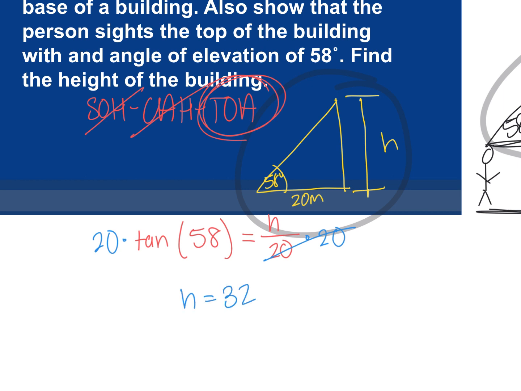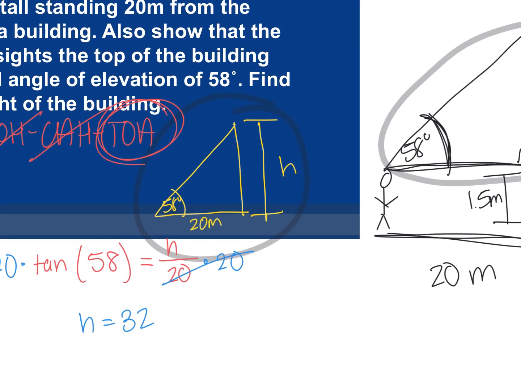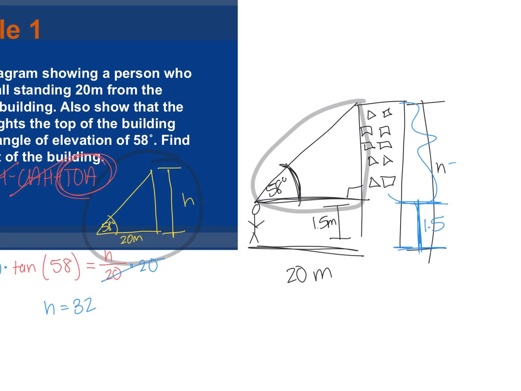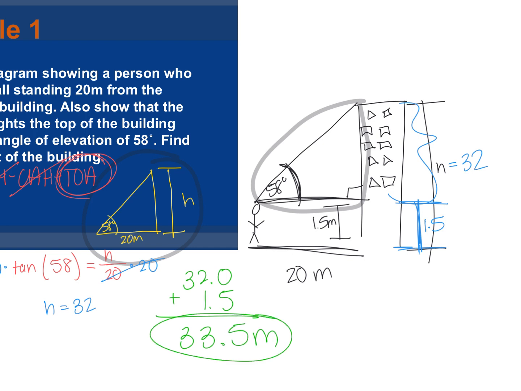Is that my answer? No, that is not my answer. Why is that not my answer? Good, because I need to add that 1.5. So getting my answer, 1.5 plus 32. Don't forget to line up those decimals. 33.5 meters is my answer.